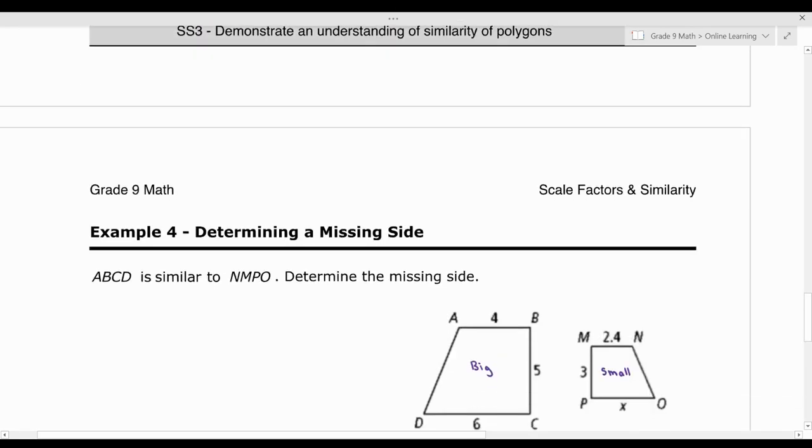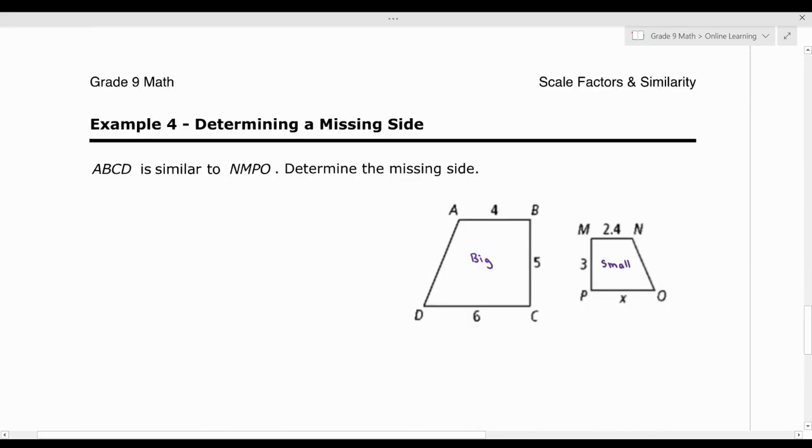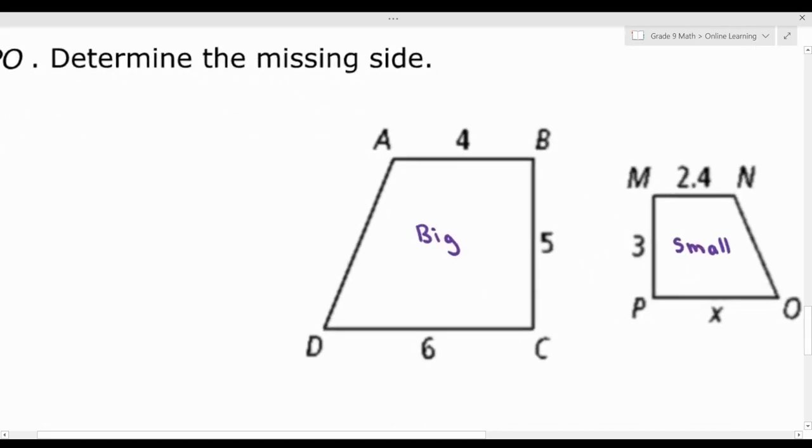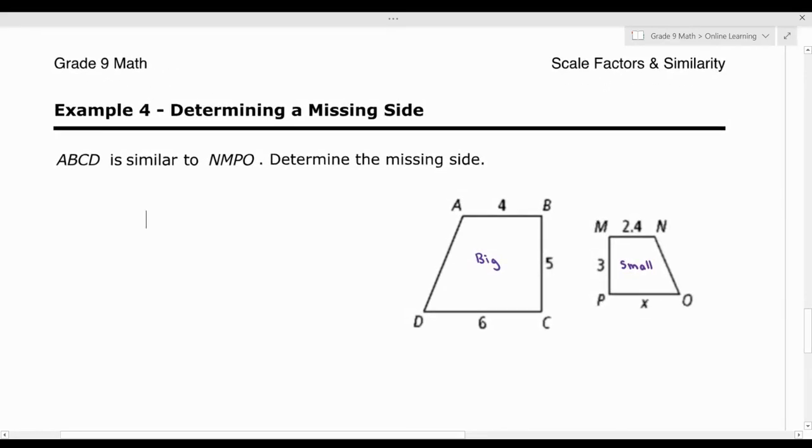Moving on to example 4. Same type of question. We're going to be looking for a missing side, but probably what you're going to notice right away are the polygons that are given in the question. This time it's not as simple as I took this first polygon and made it bigger, made it smaller. You'll notice the second polygon is smaller, but it's also been reflected. So it's almost like this shape was reflected over this line. So all that means you've got to be really careful when you identify which sides are corresponding and which angles are corresponding.